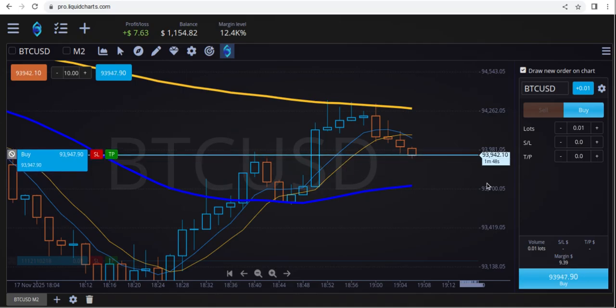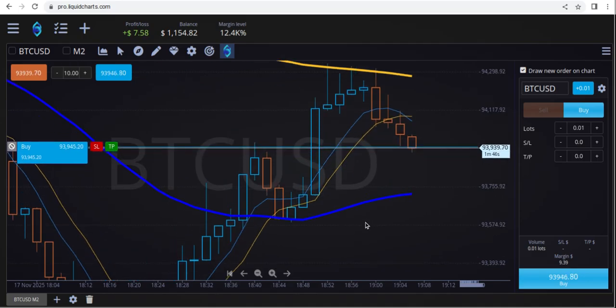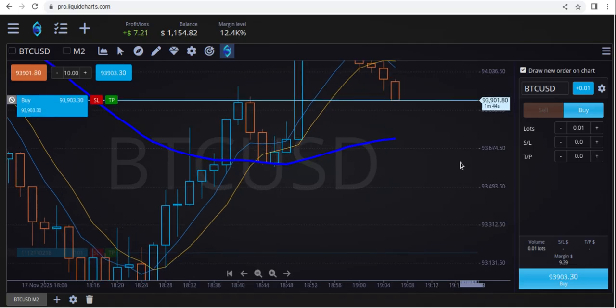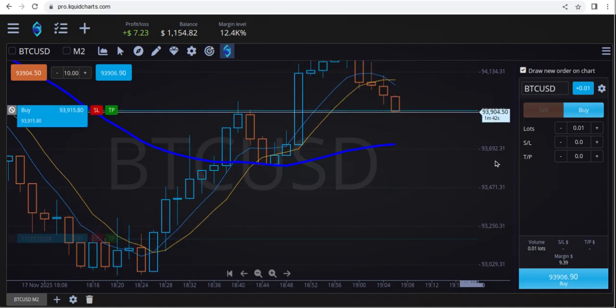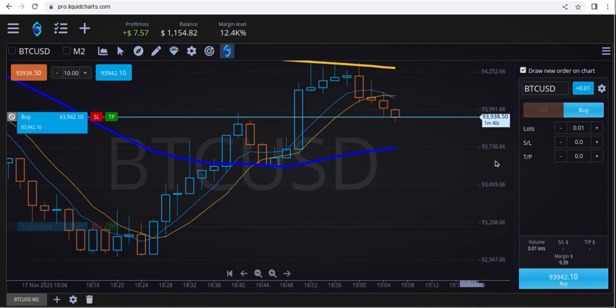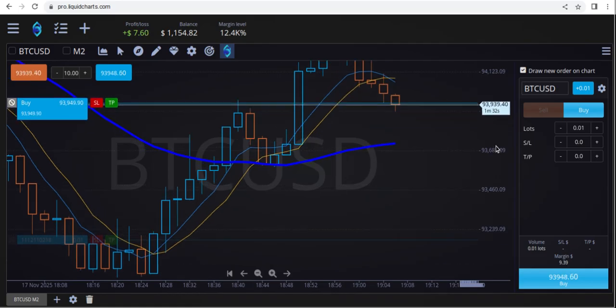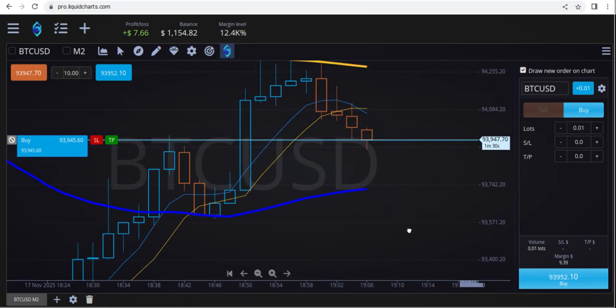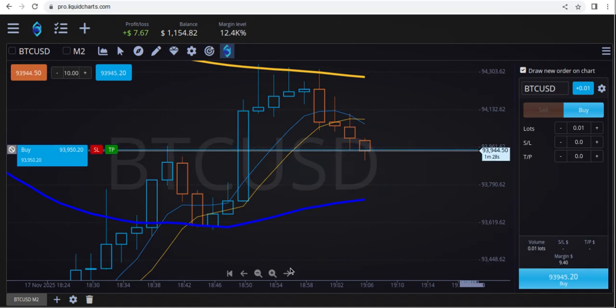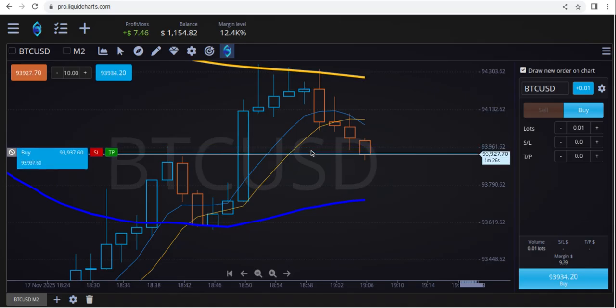Now look at that, y'all. Oh my God, this is so awesome. This is awesomeness in front of you. Guess what's awesome? That blue moving average is still doing its job. It has not taken a break. That moving average has not gone on a 15-minute break. These moving averages work better than you. These moving averages work better than me.